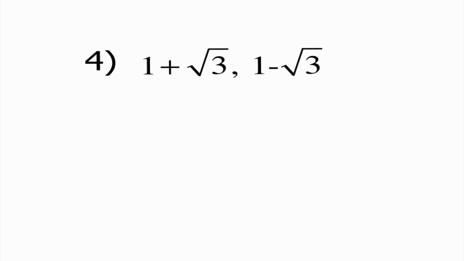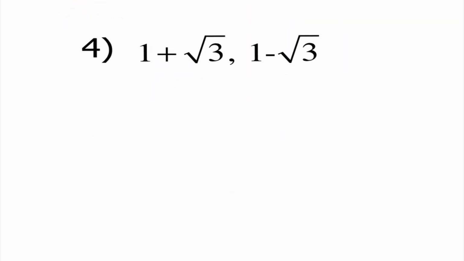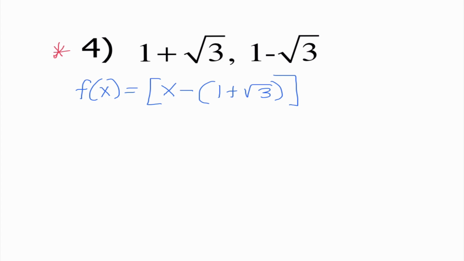Last but not least here is number 4. And number 4, even though we only have 2 zeros, I'm going to put a star by it because I think it looks like it is the most difficult. So let's go ahead and get started. So I'm going to say f of x equals, and this time I know it's going to be x minus (1 plus radical 3), and I'm putting 1 plus radical 3 in parentheses, times x minus (1 minus radical 3). So that would be the factored form of this problem.